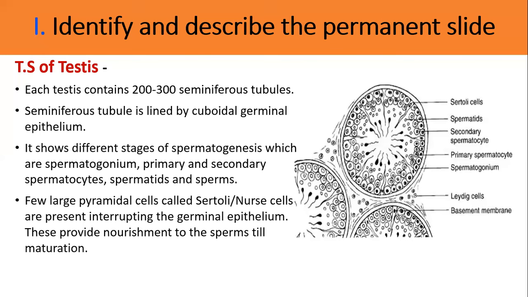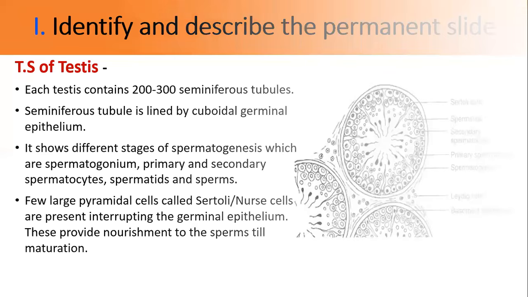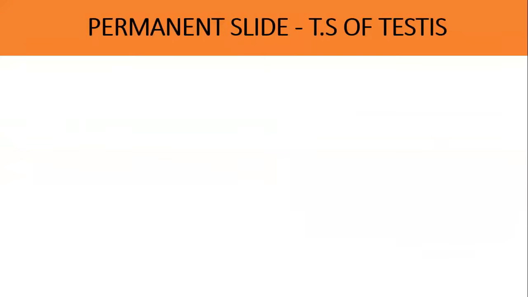Few large pyramidal cells are also seen in between the germinal epithelium. Those are called Sertoli cells, or even they are called nurse cells. They provide nourishment to the sperm till maturity. You don't have to write all the 4 points, at least 2 points is sufficient enough. But identification is very important for TS of testis.